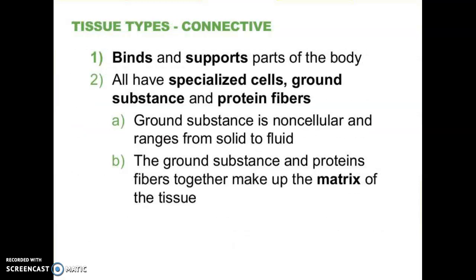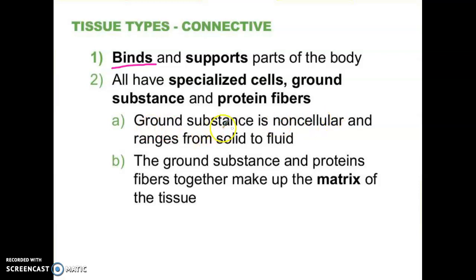So moving into connective tissue. So several different kinds of connective tissue. Obviously, it connects, it binds things together. That makes complete and total sense. That would be obvious, I think, and supports parts of the body. These contain specialized cells. Remember, all tissues are made up of specialized cells, ground substance, and also some protein fibers. So it's not just cells. There's some other stuff in there too that's pretty important.